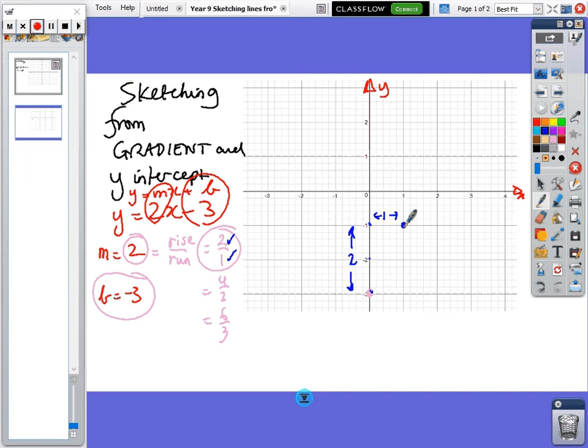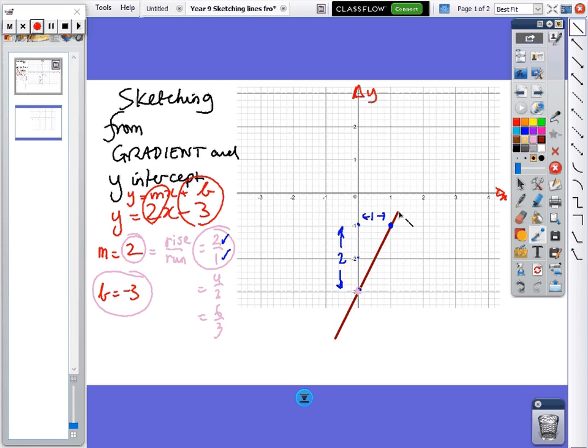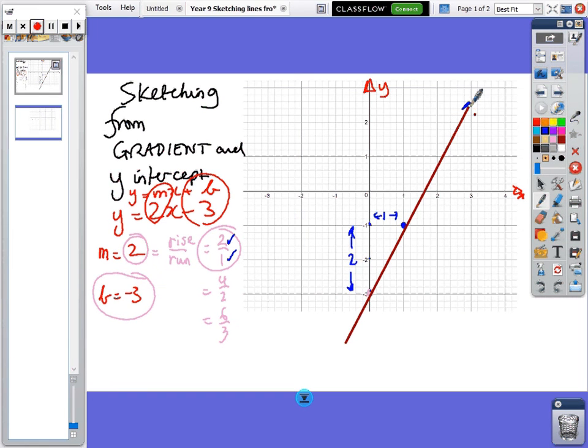So now we've got a second point, and then we just get a straight line. And there's our line. So that line is y equals 2x minus 3. It has a y-intercept of minus 3 and it has a gradient of 2. So copy that and come across when you're ready.